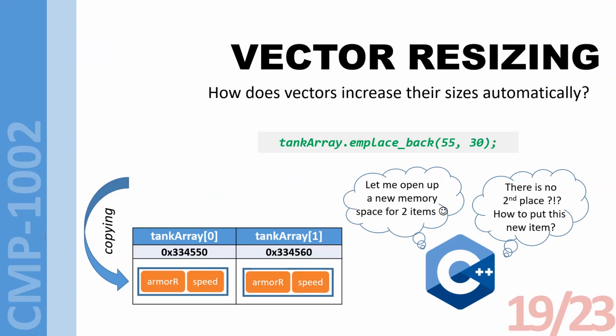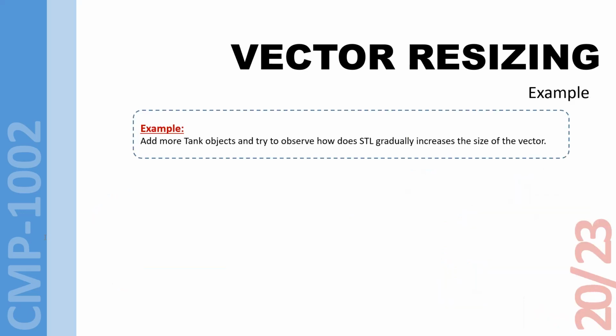Okay, that is a very interesting thing, how vectors resize. This is what they do. When they run out of space, they immediately allocate another memory space in another part of the stack, in this case, because all of these variables are, be careful, in the stack because they are all local variables. We will come to the heap allocated vectors next week. All right, let's continue. Let's add more tank objects and try to observe how the standard template library gradually increases the size of the vector.